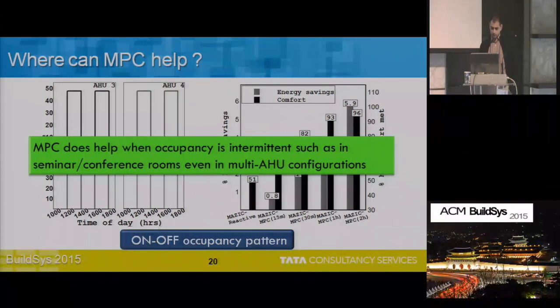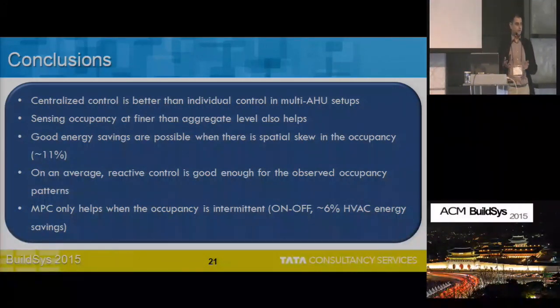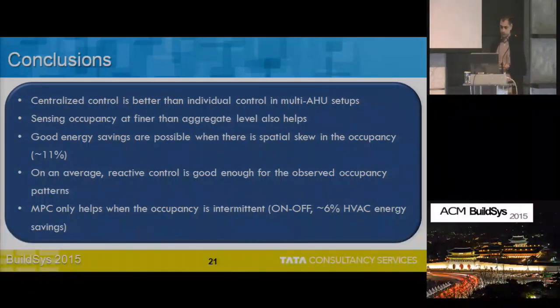So now coming to the conclusion part. We conclude that a centralized approach in AHU control is better than individual control, and sensing occupancy at a finer level than the usual aggregate level helps, and you can save about 11% from an equivalent PID based approach. And on an average, we don't see too much of improvement in using an MPC for the real world occupancy traces which we found in our own facilities.